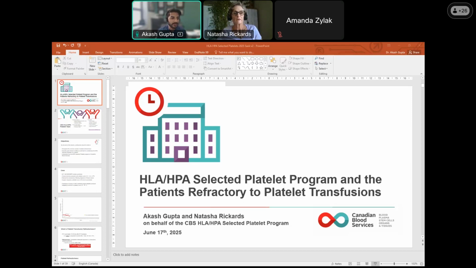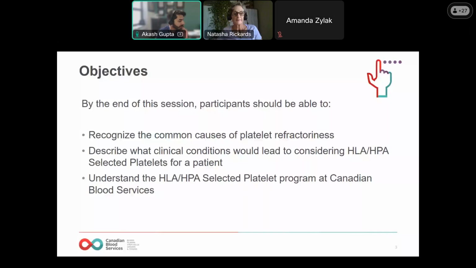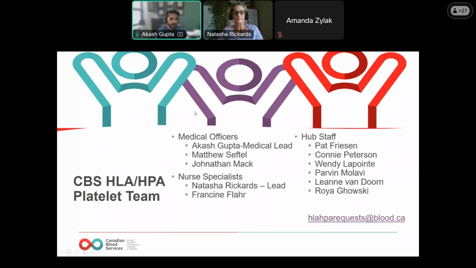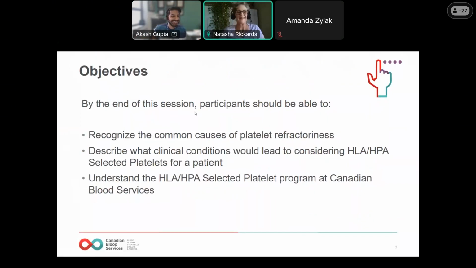Our goals for this talk are to hopefully by the end... Sorry to interrupt, but I can only see the first slide. Oh, okay, let me try again. Okay, how's that? Do you see the objectives? Yes. And if I go back, can you see the slide with the team? Okay, it is working. Thank you. We're not familiar with WebEx, you guys. Carry on.